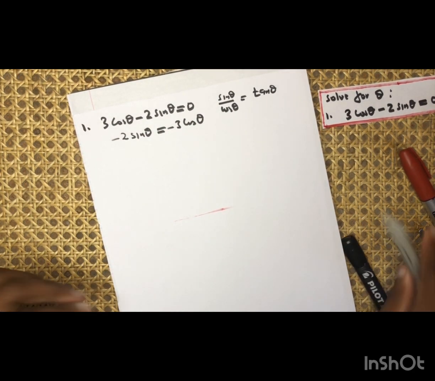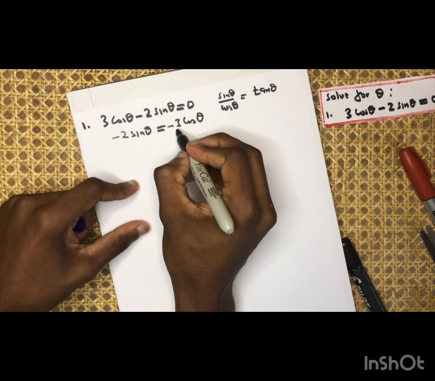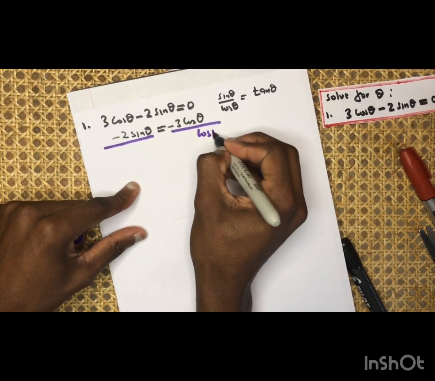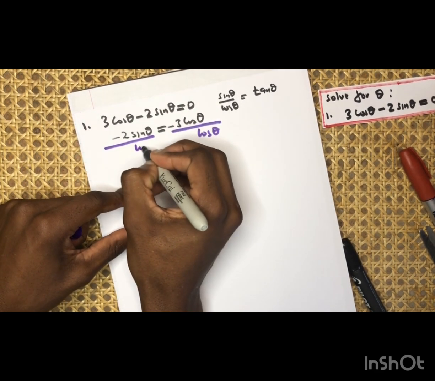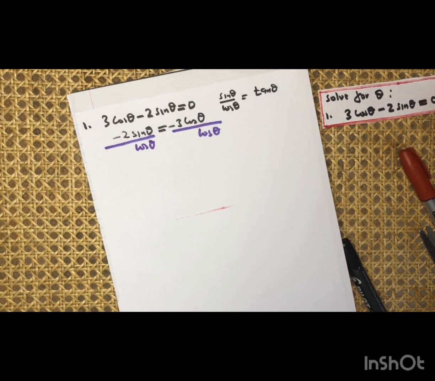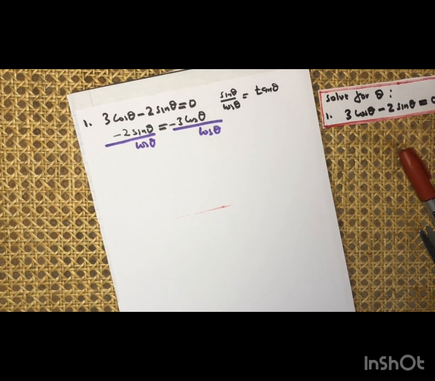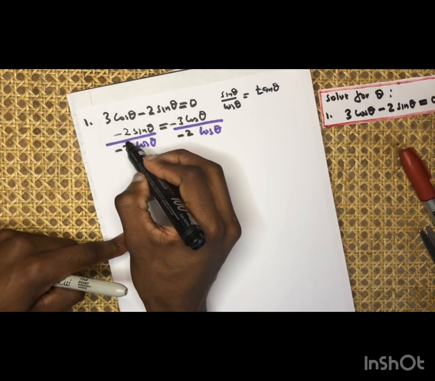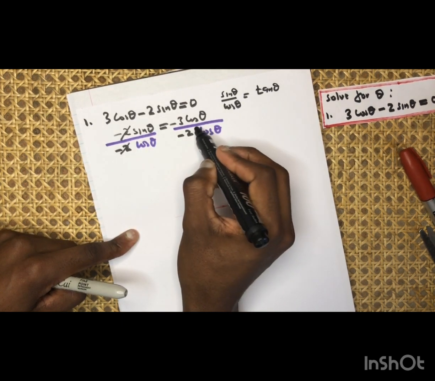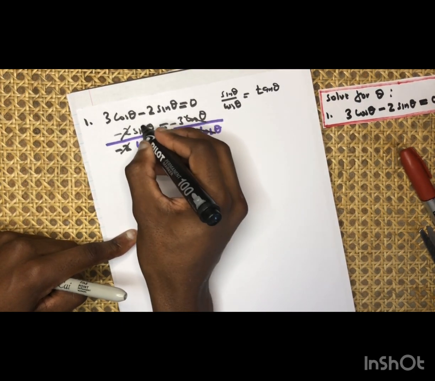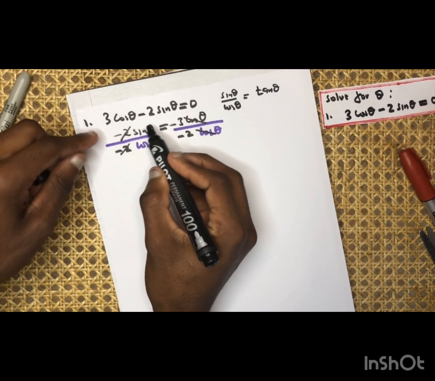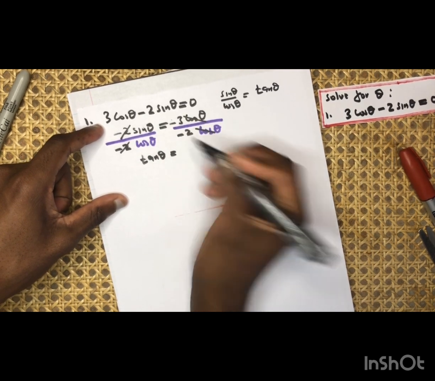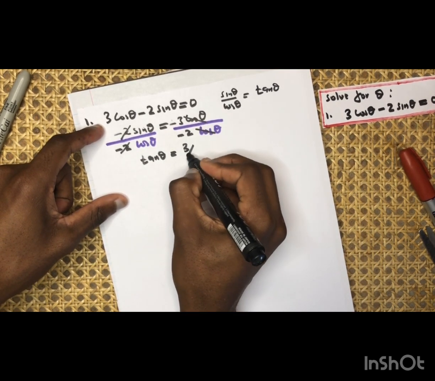If we want to get tan, I have to divide both sides by cos. But at the same time, we want to get rid of this coefficient, which is negative 2, so I divide by negative 2 on both sides. Here this 2 will cancel, and this cos is going to cancel this cos. Now we are left with sine over cos, which gives us tan theta. Then the negatives cancel out, and we are left with 3 over 2.